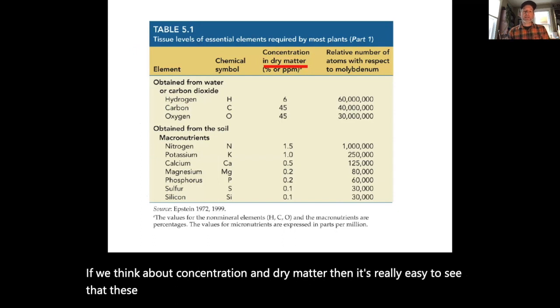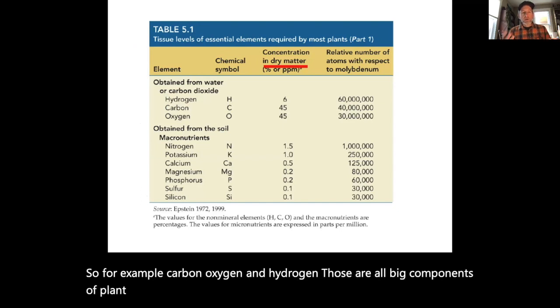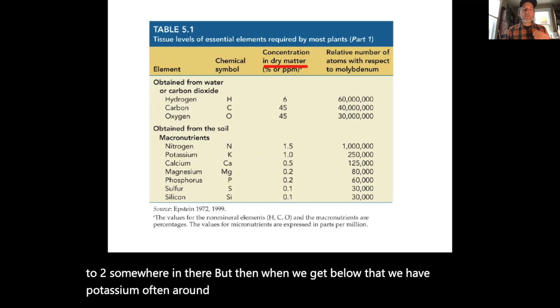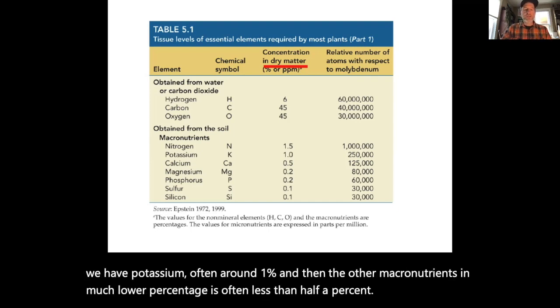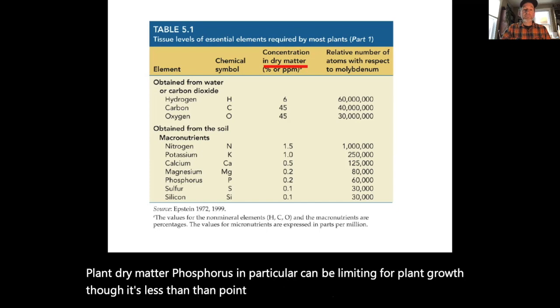If we think about concentration in dry matter, then it's really easy to see that these nutrients are not abundant in plants in the same concentration. So for example, carbon, oxygen, and hydrogen, those are all big components of plant matter. Nitrogen, okay, maybe a decent component of plant matter, 1 to 2%, somewhere in there. But then when we get below that, we have potassium, often around 1%, and then the other macronutrients in much lower percentages, often less than 0.5% plant dry matter. Phosphorus in particular can be limiting for plant growth, though it's less than 0.2%.